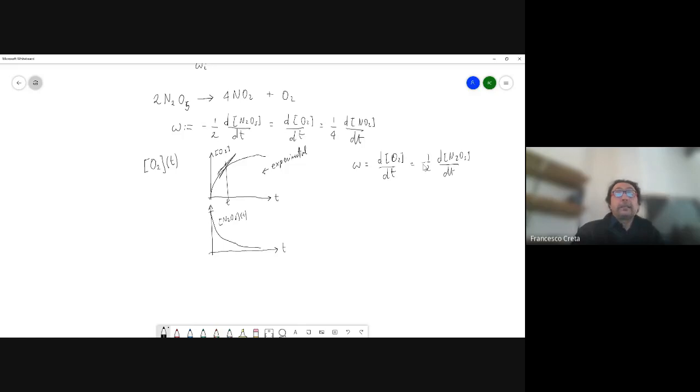Now, this is where I build my theory, my sort of chemical kinetic theory. Because what I can do here is the following, for example. I can imagine trying to correlate omega, that I calculate from the slope of this curve, to some instantaneous value, for example, of the concentration of nitrogen pentoxide.